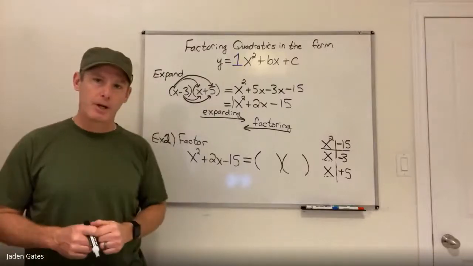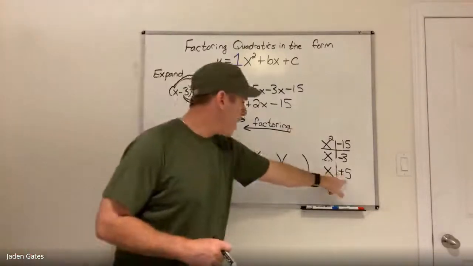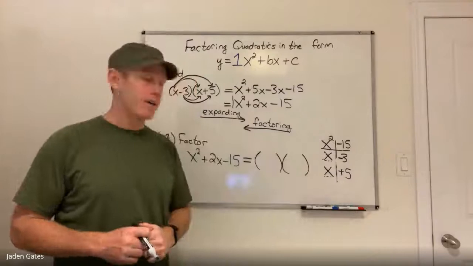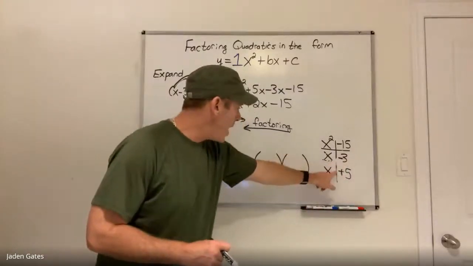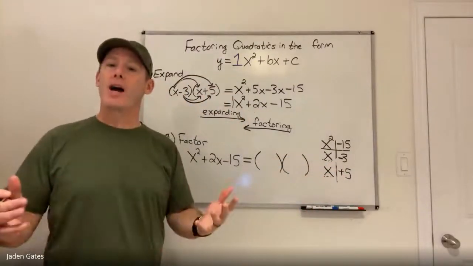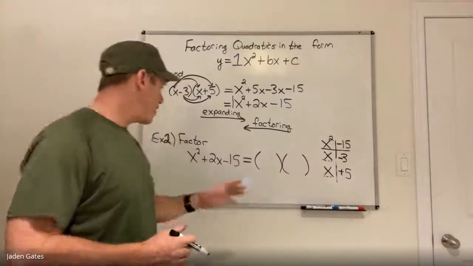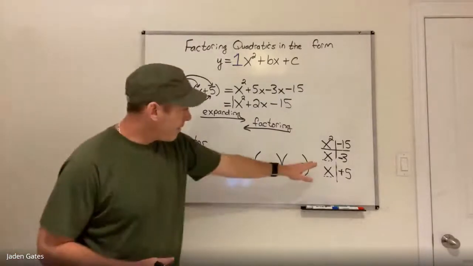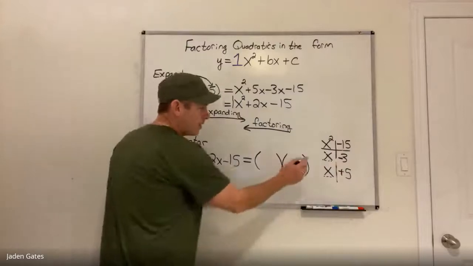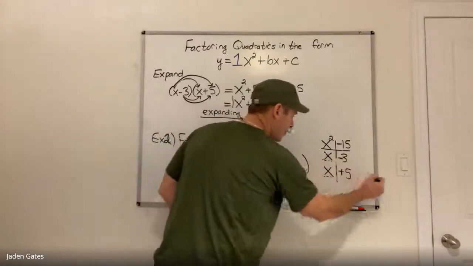Now I cross multiply and add. See what I get. 5 times x is 5x. Cross multiply minus 3x's. That gives me my 2x. So now here's what I'm going to do. My factors are right here in the table. I go across horizontally to write down my factors.